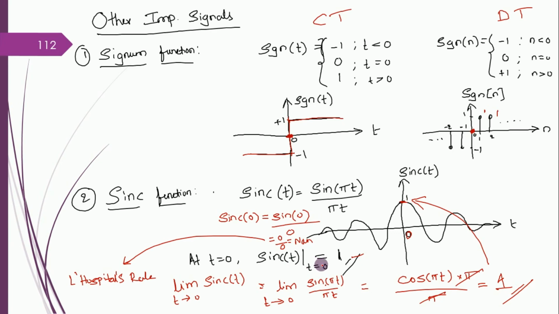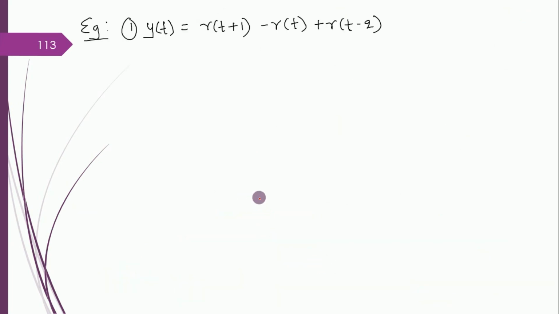So now we'll take up a few examples before we conclude this session. The first example is y of t equal to r of t plus 1, minus r of t, plus r of t minus 2. Before that, we first write r of t. What is r of t? R of t is the ramp function.